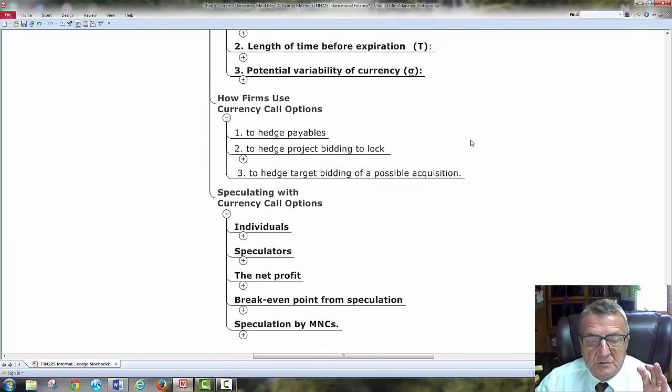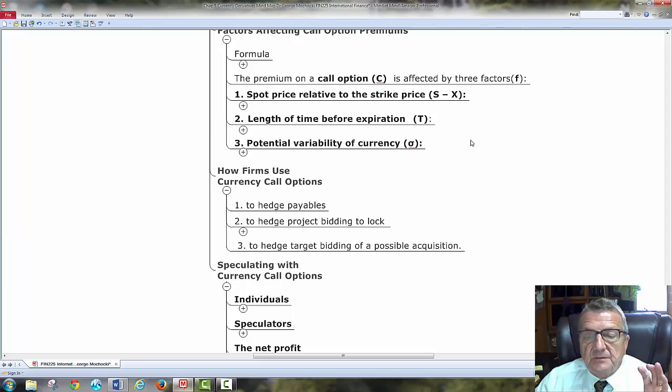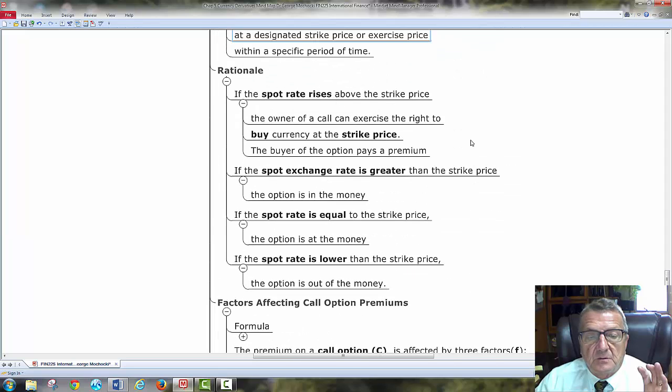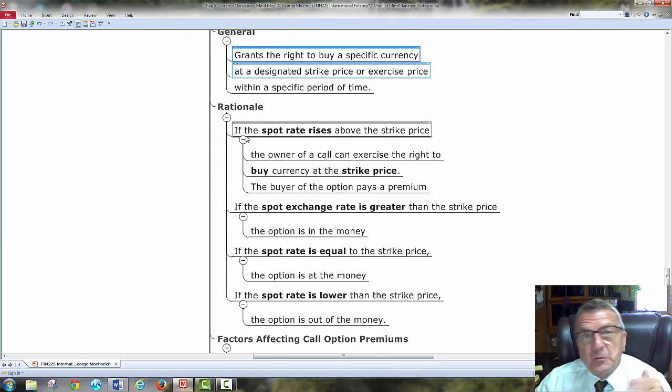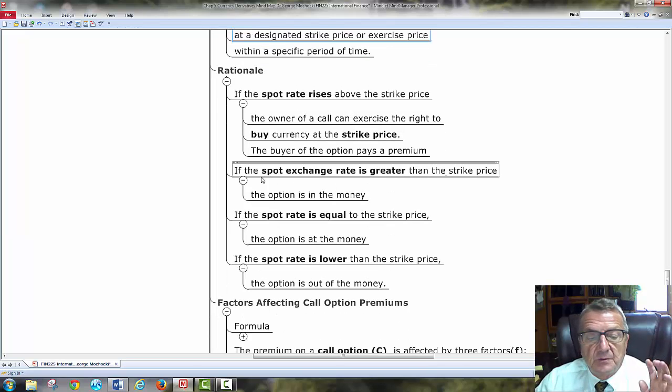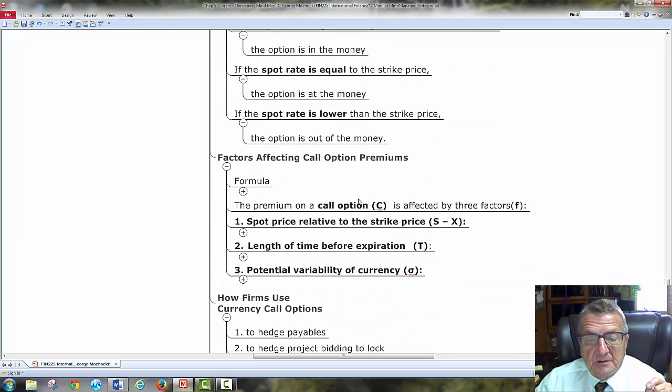Okay, currency call options. A call grants the right to buy a specific currency. I won't go back because there's so much information that I might lose my place. If the spot rate rises above the strike price, the owner of the call can exercise the right to buy the currency at the strike price and pays a premium. If the spot exchange rate is greater than the strike price, the option is in the money. We went through this.